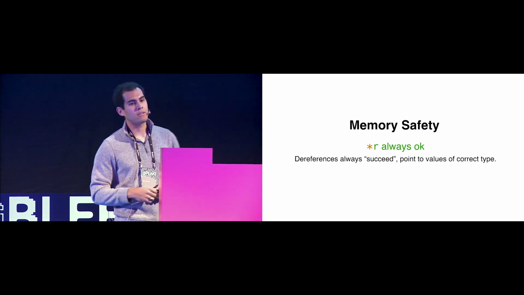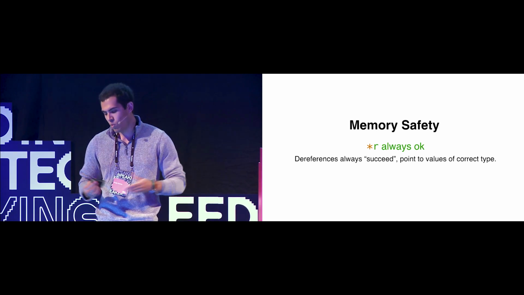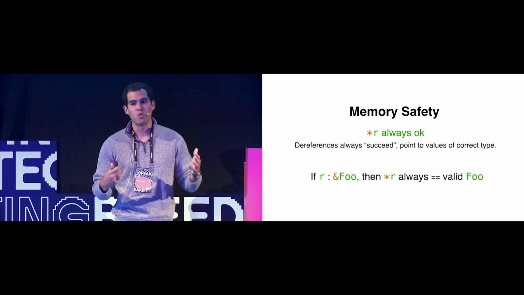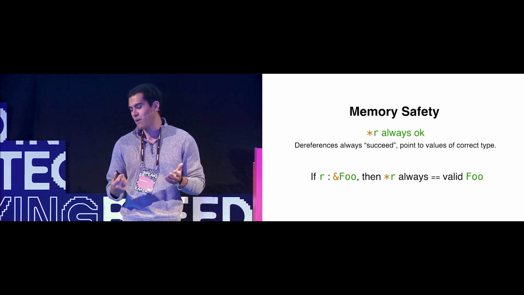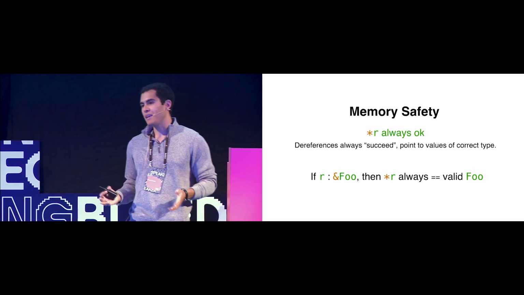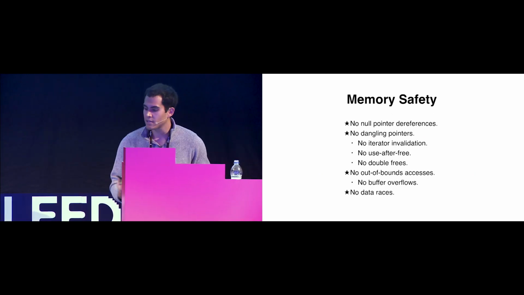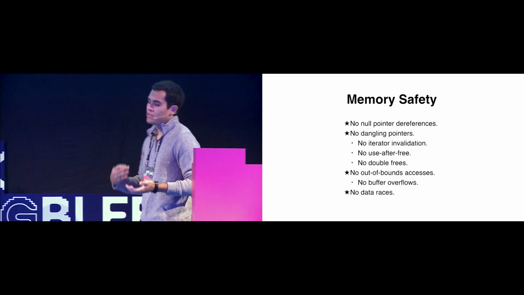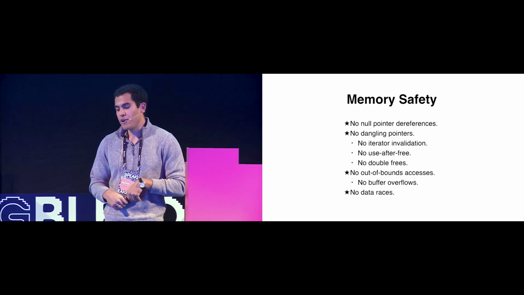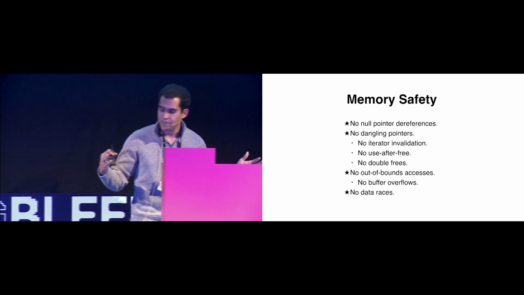Now, this definition is actually very strong. It has all these implications. First, as a direct application, if you have a reference to foo, and you dereference that reference, you always get a foo. Pretty easy. Well, what does that mean? That means that none of these things have happened. You don't have a null pointer. It points to a valid memory address. You don't have a dangling pointer, which implies you don't have iterator invalidation. You don't have use after free. You don't have double frees. And there are no out-of-bounds accesses. You have a vector of size n, and you never access anything outside those n elements.